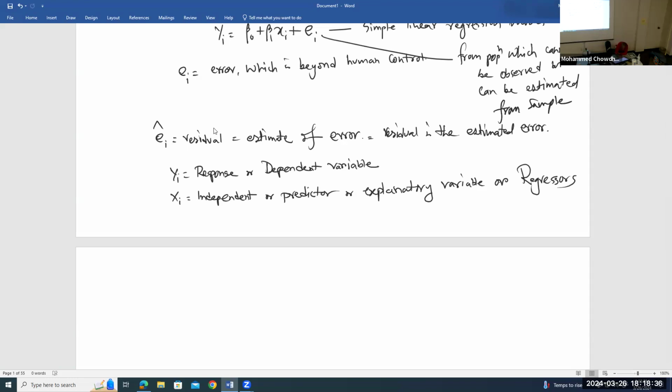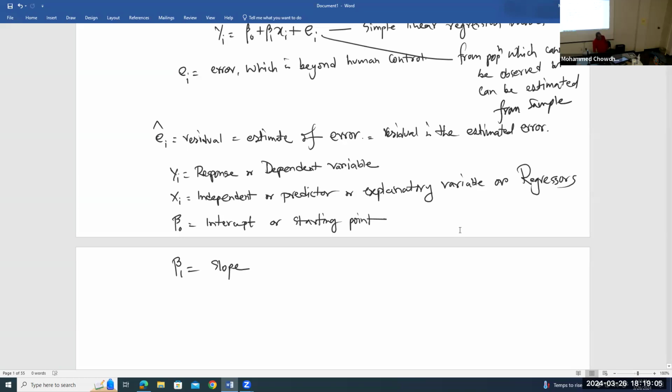Okay. What is my beta zero? Beta zero is the intercept, or you can put it here, starting point. I will discuss this more deeply. And beta 1 equal to what? Beta 1 is known as the slope.